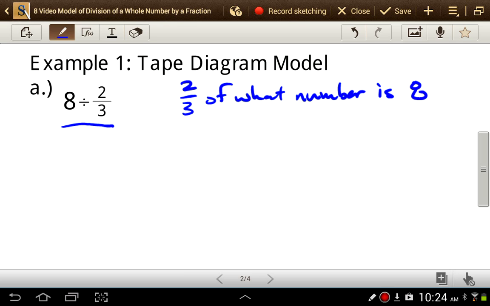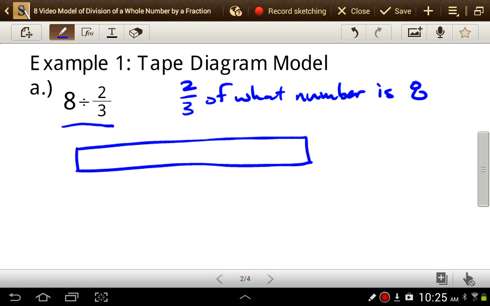First thing I'm going to do is make my tape diagram shell. So that's just going to be my original rectangle. Okay. Now, how many sections do I break that up into? Well, that is going to be my denominator number. So this tells me how many sections I'm going to break up my number into. 3 sections, so I'm going to have 1, 2, 3. Okay, so my number of sections is my denominator.